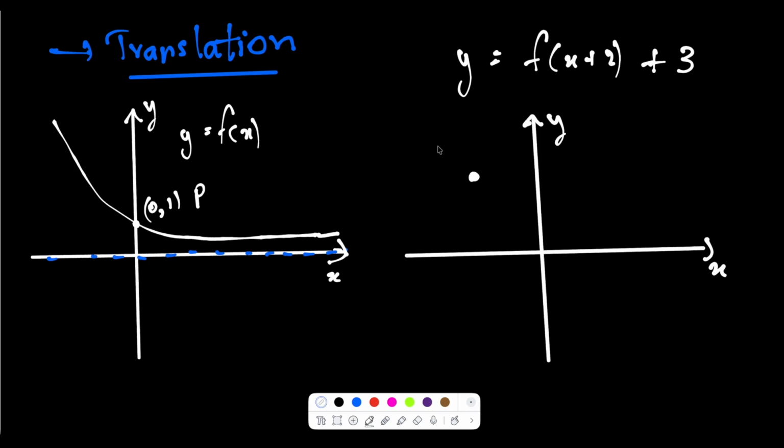And therefore, the graph will move to the left and up. And you will get a graph like this. And keep in mind the asymptote, which is y equals 0, will also move up by 3 units.